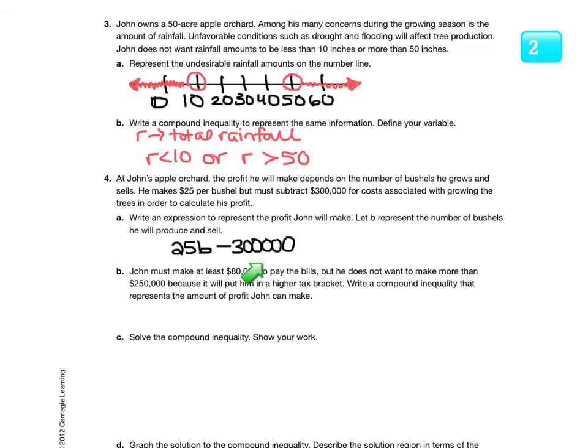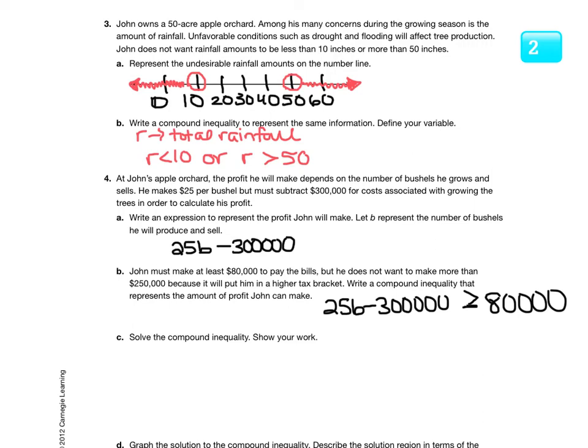So let's first deal with the $80,000. Our profit is 25B minus $300,000, and we need that to be at least $80,000, which means greater than or equal to, because $80,000 would be okay. But if I did anything more than that, that would be awesome. So anything more than $80,000 would be better. That's why we're using the greater than or equal to sign.